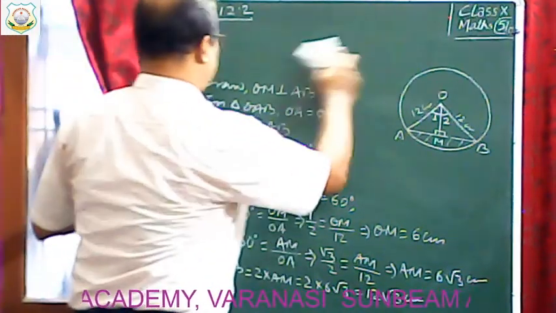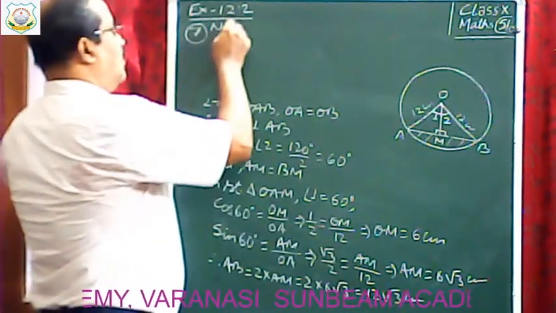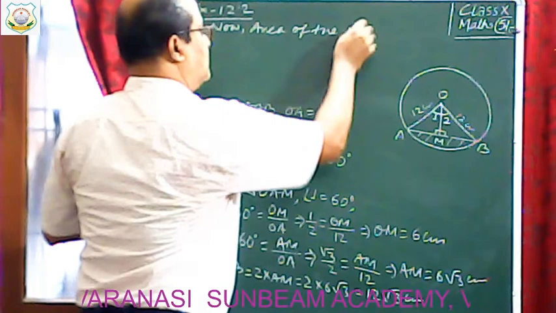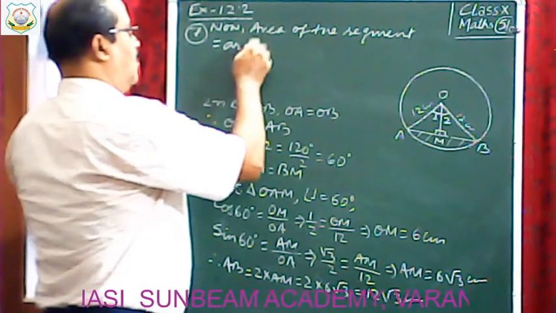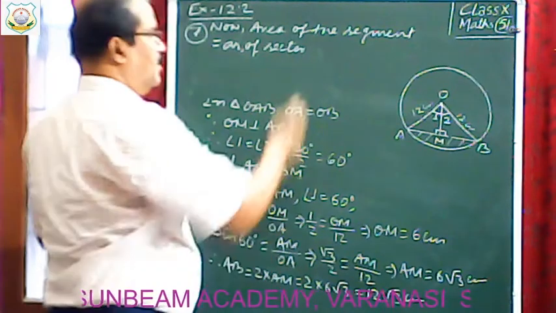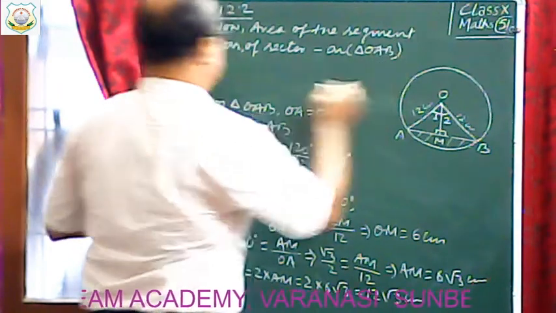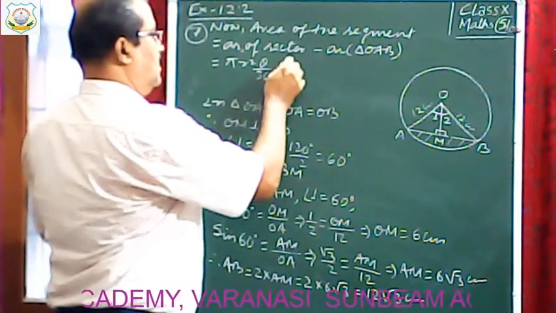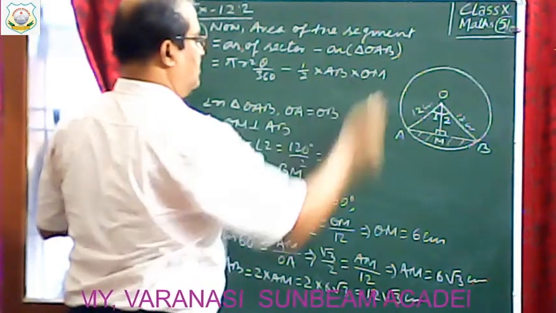Thereafter, now area of the segment equal to area of sector minus area of triangle OAB. Area of sector is pi r square theta upon 360, minus half into base into height, that is AB into OM.